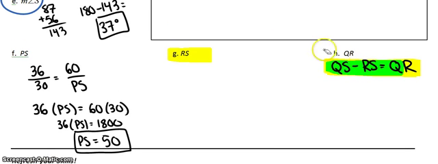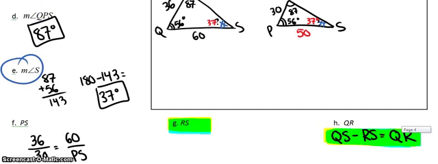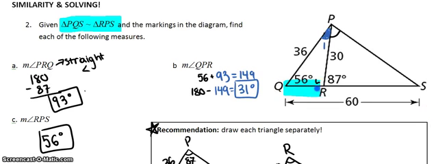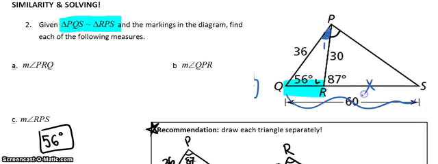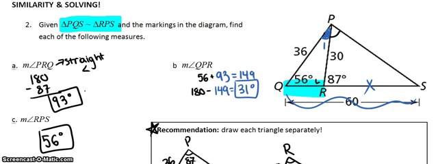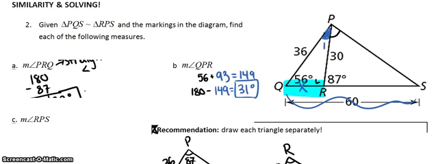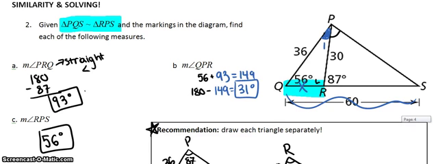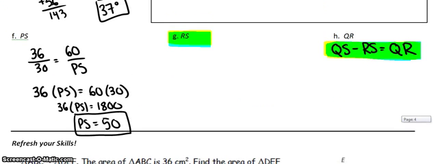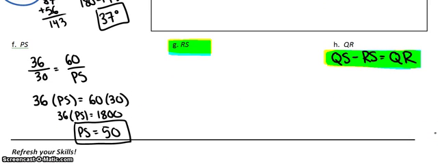Now, letter G and H are challenge problems, so I'm going to leave these here for you to kind of solve. I gave you some hints though. So QR, you can find QR by, so let me show you what QR is. QR is right here. You can find QR by taking 60 and subtracting this side. Or you can find RS by taking 60 and subtracting this side. You call 60 minus X. So my hint to you is you'll have to write one in terms of the other for those two. But I do want to talk about the one that you absolutely should know, and that's how to find PS.